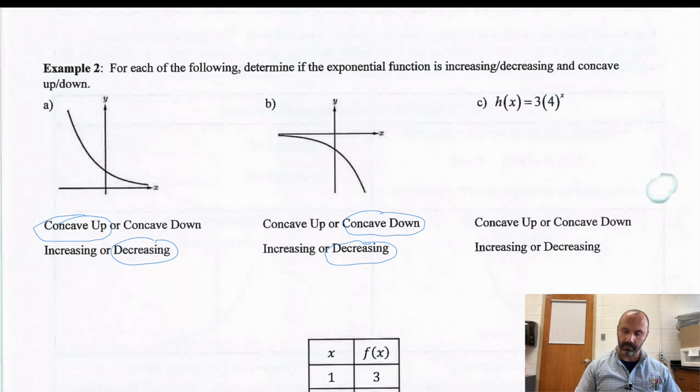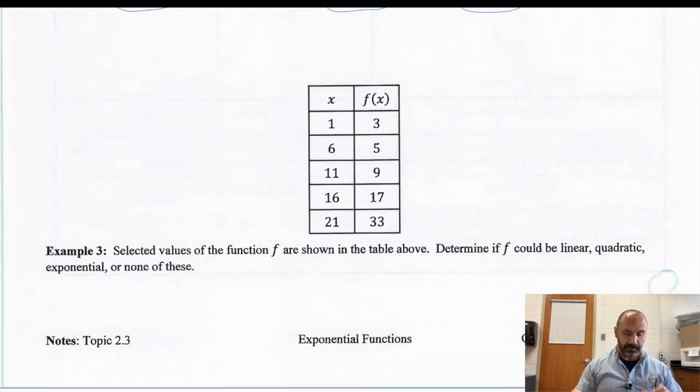And then for C, what's it going to look like? Notice the initial value is positive. And the common ratio, or the base, is more than 1. So this is going to be growth. So this is concave up and increasing. Increasing like that.